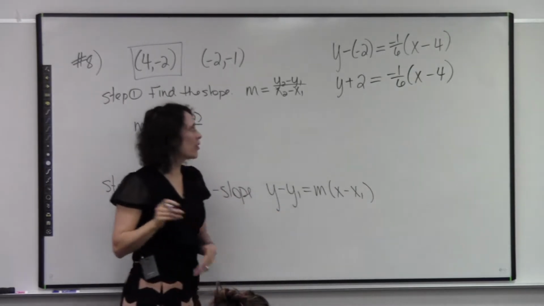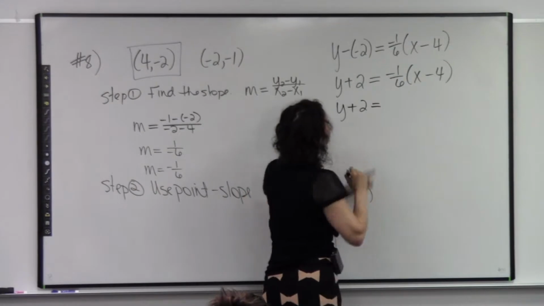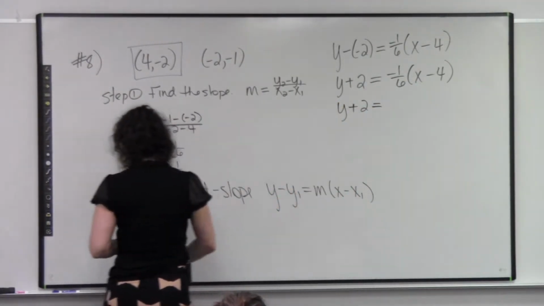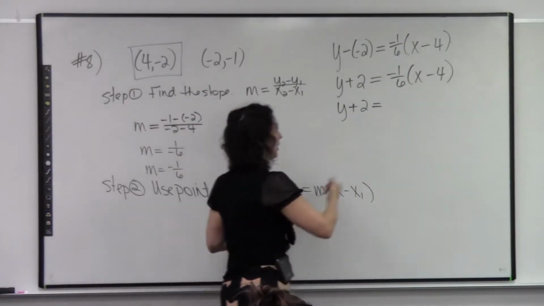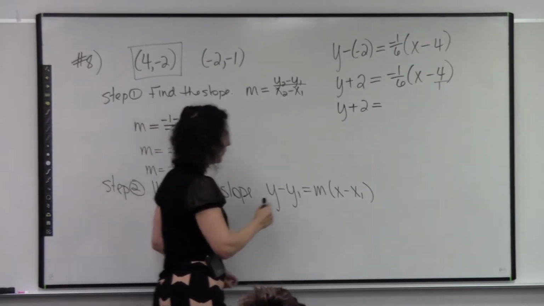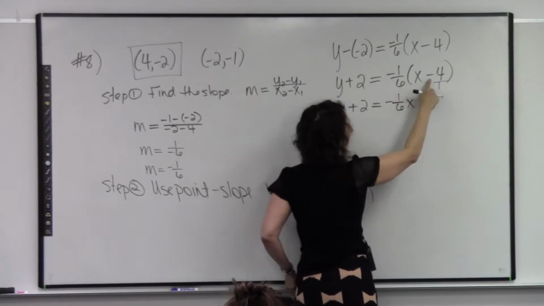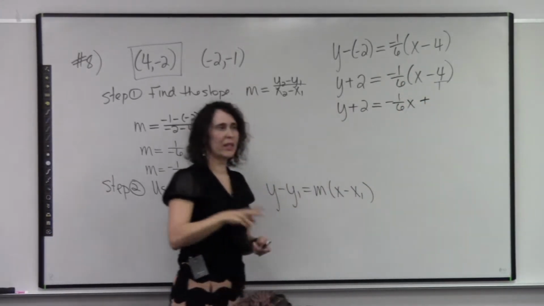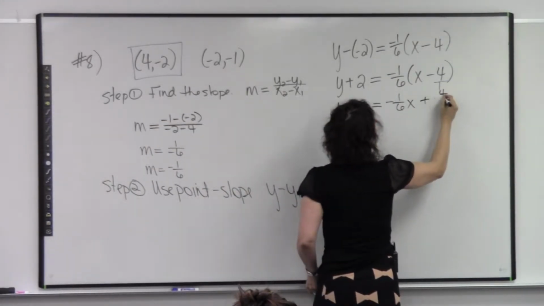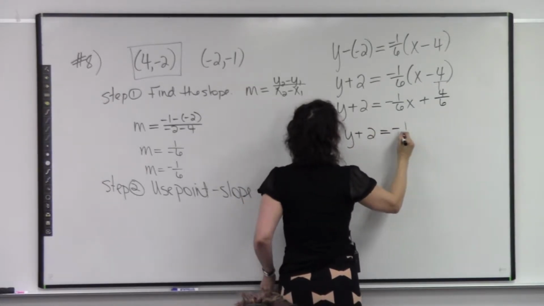All right, so now let's go ahead and get rid of the parentheses. So we're going to distribute that negative 1/6. Remember, when you're subtracting that 4, it's like subtracting 4 over 1. So when we multiply, that's going to help us. I have a negative 1/6x. A negative times a negative is going to give me a positive. What are we going to get when we multiply? 4 over, and will that reduce? 2/3.